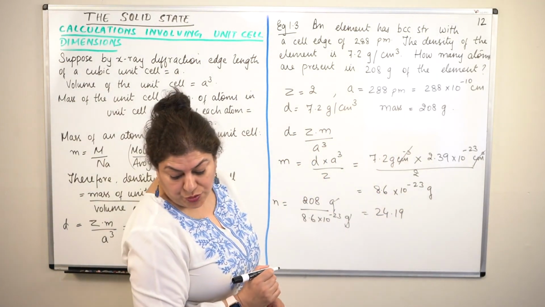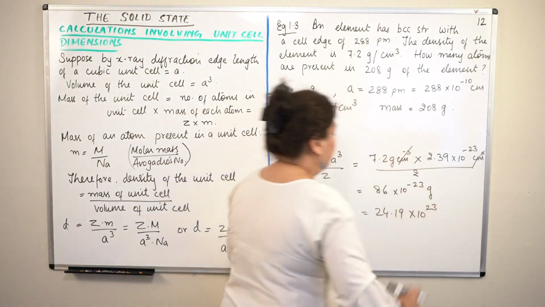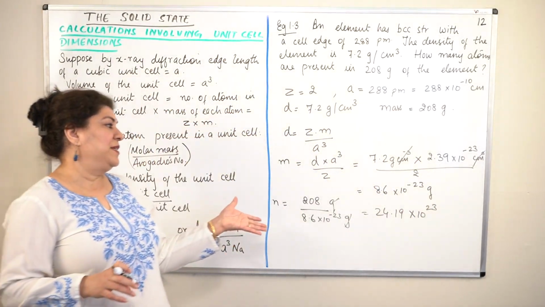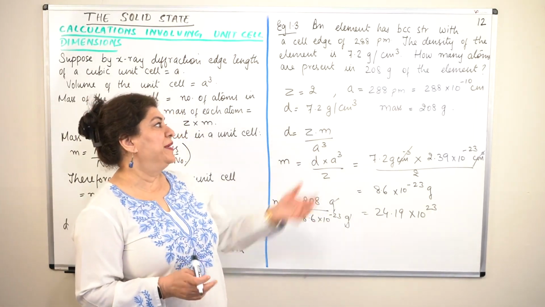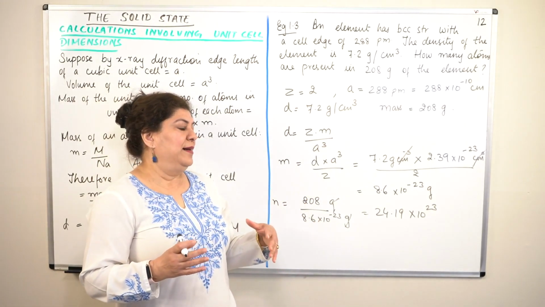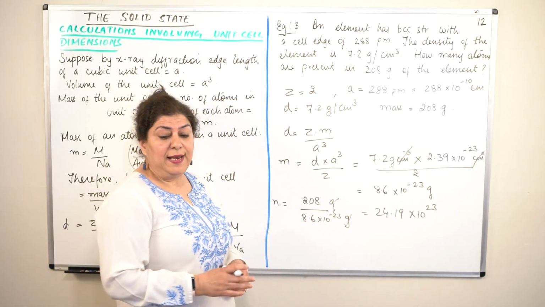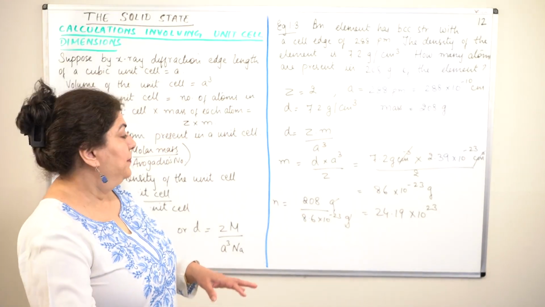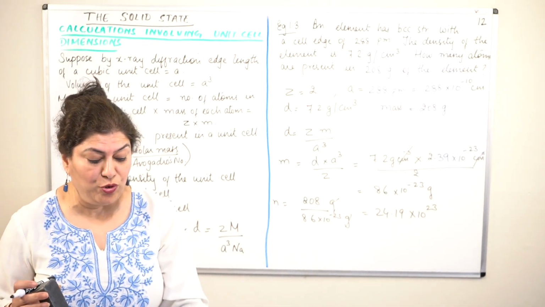24.19 into 10 to the power 23. That is the number of atoms that I would get. That is the number of atoms of this element that would be present in 208 grams of the element. So this is my way of solving this problem. Let us now follow the method that has been followed in your textbook.